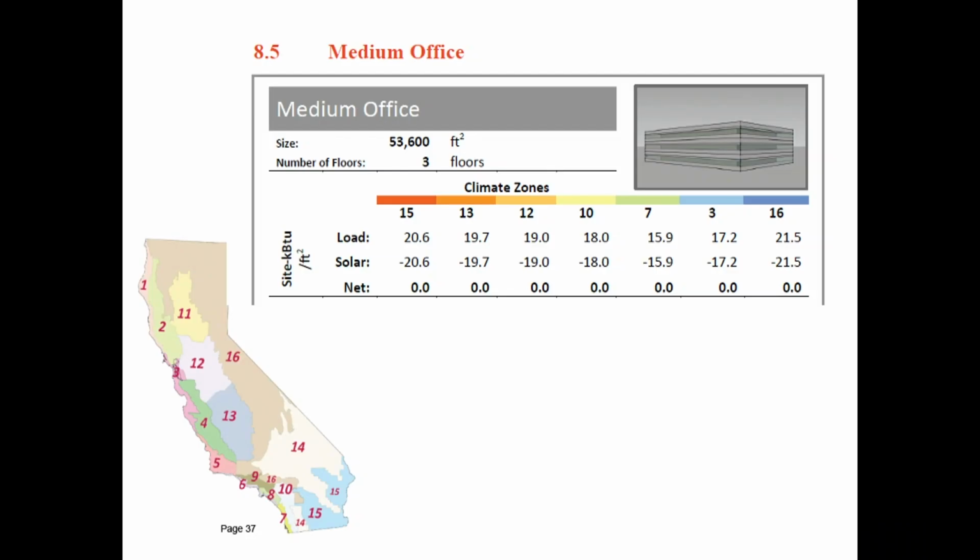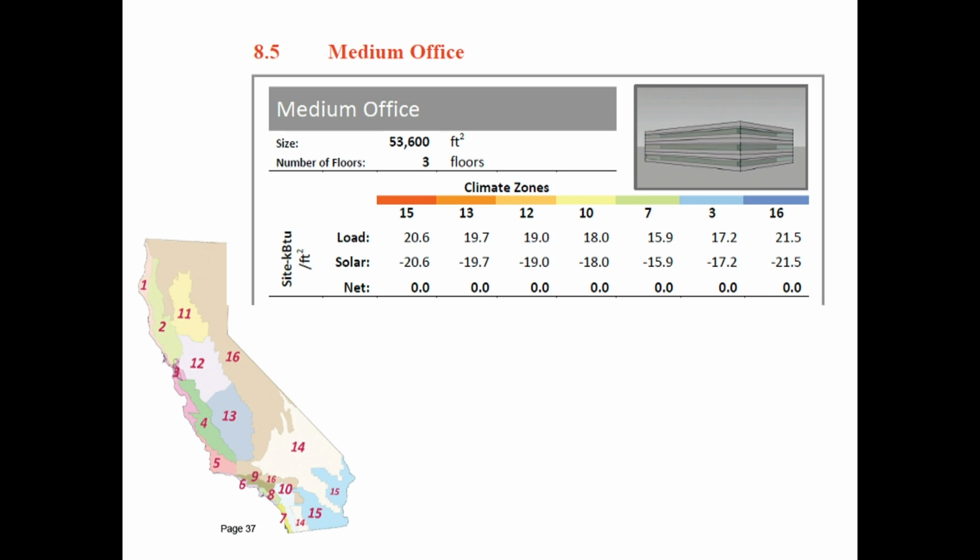But so here we're talking about a medium sized office building. You can see they're saying it's 3 stories tall, and you can see here it says load. In other words, that's telling you how much energy is needed by the building based on your design. And then the next line, which says solar, is basically, can we get enough solar on the roof of this building to get the load minus the solar to be 0?